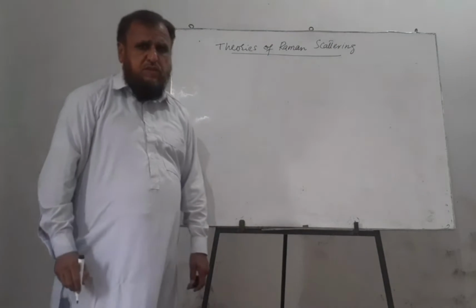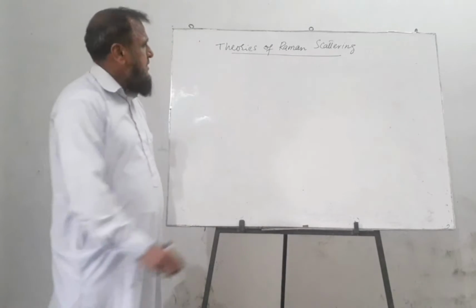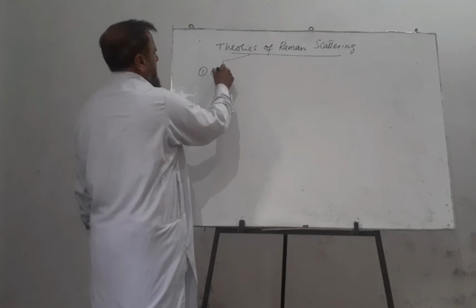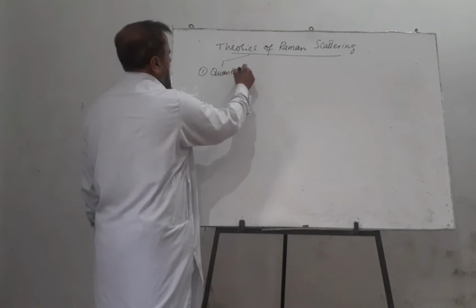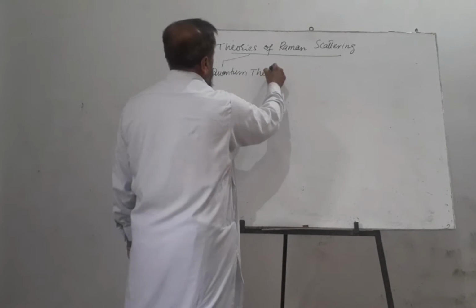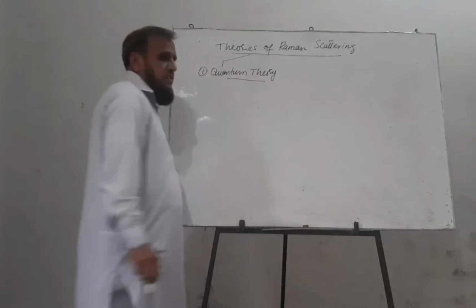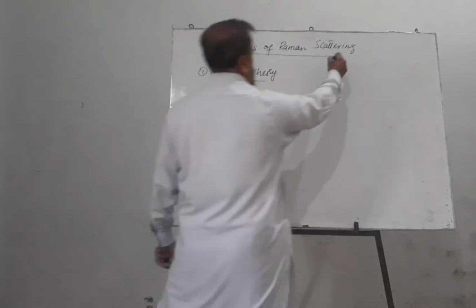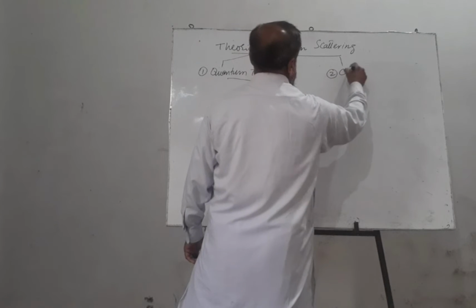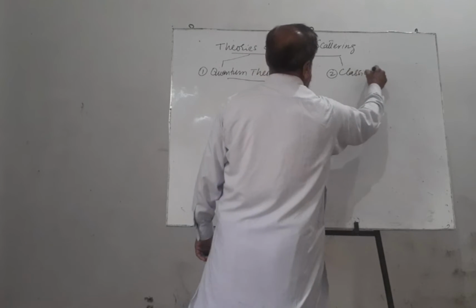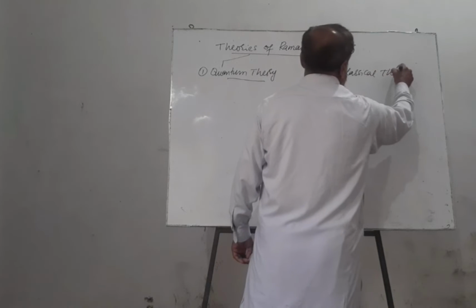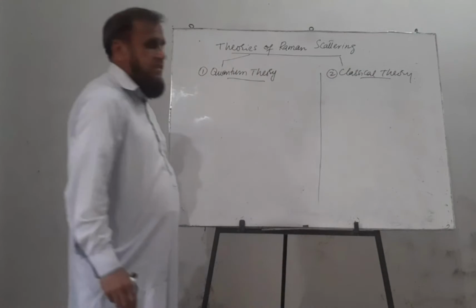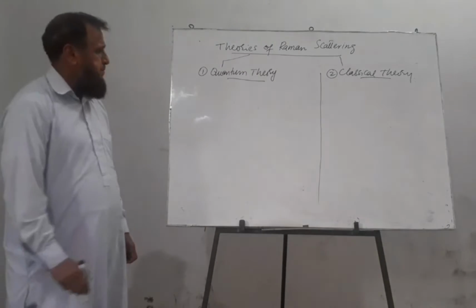There are two theories of Raman scattering. The first one is known as quantum theory, and the second theory is known as classical theory. First, we discuss the quantum theory.